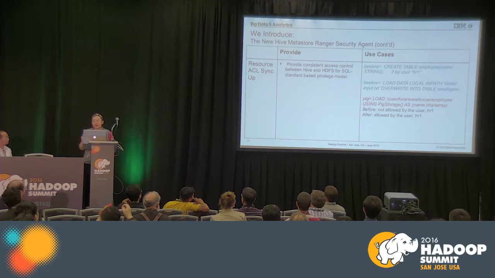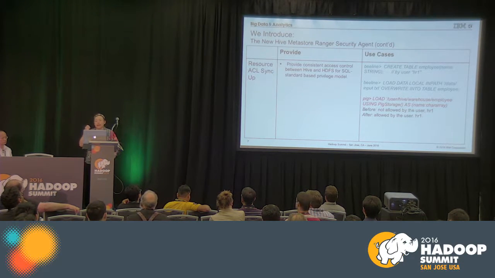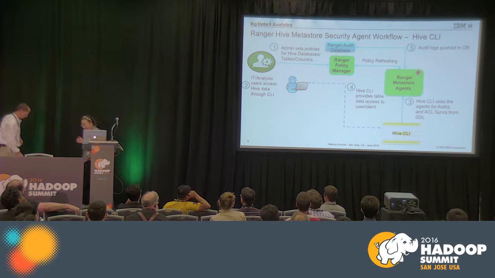So now what happens is if we use Pig to load files into HDFS, it will get denied before because on HDFS, as a user HR1, I don't really have privilege. However, after our work, we make this happen so that the Pig load is allowed by user HR1 because the Ranger policy is in sync between HDFS and Hive. So now Yan will give you more details into the 3 use cases and its implementation.